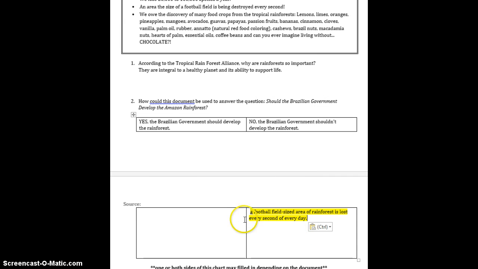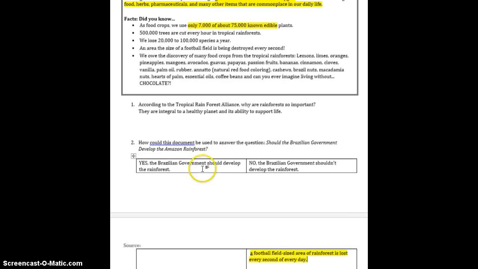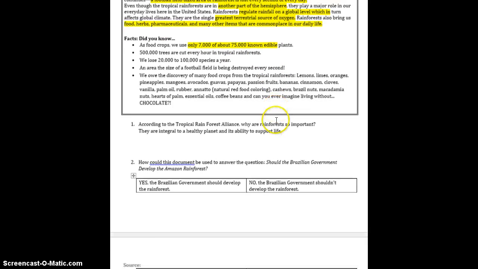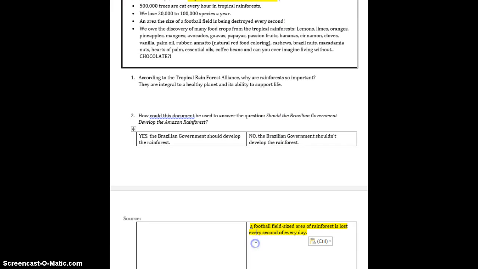Now, the other thing we want to think about as we're doing this is what sort of category this fits in. Is this economic? Is it social? Is it environmental? To me, this seems to be an environmental cause. If we look at the healthy planet and the ability to support life, think about that oxygen cycle that we talked about before that they're referring to in here. All of this seems to fit into that environmental factor. So I would like you to write that in here. Environmental.